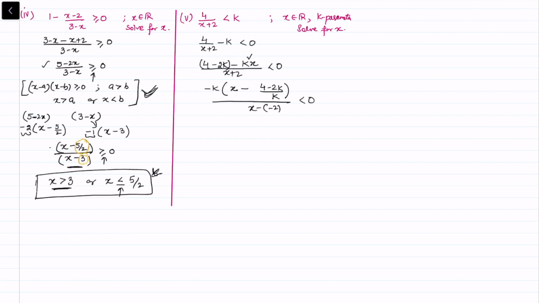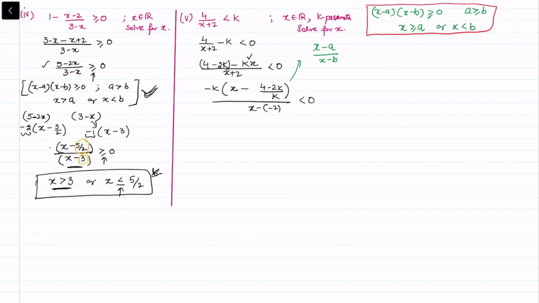This term is something related to (x - a)/(x - b). We already know the formula. If (x - a)(x - b) is greater than or equal to 0, and a is greater than or equal to b, in this case either x is greater than or equal to a, or x is strictly less than b. This is the one formula that we have. The second formula is that if (x - a)(x - b) is less than or equal to 0 and a is bigger than or equal to b, then x lies between b and a.